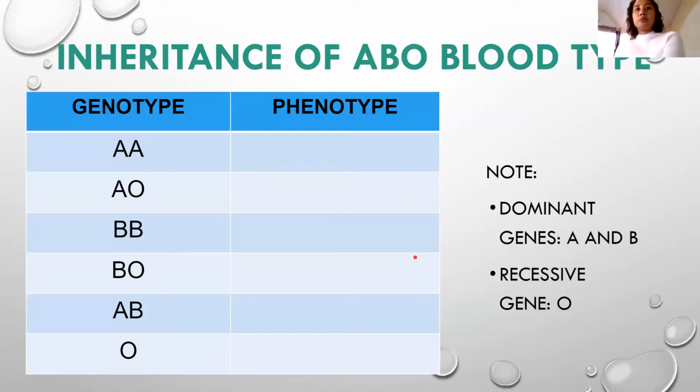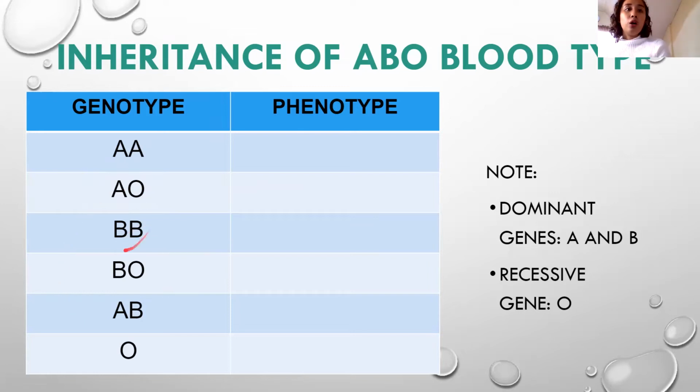So, example, bago tayo magtapos, guys, inheritance of an ABO blood type. So, here, mapapansin nyo, itong taong to, may dominant gene siya of AA, okay? Yung gene niya, homozygous A gene. So, ang blood type niya, guys, is blood type A, okay? Dominant genes ang A and B. So, ito, this is a heterozygous. So, dominant yung A, recessive yung O. So, kung ganito man yung gene mo, AO, ang lalabas na blood type mo, blood type A pa rin, okay? Because it's a dominant gene.